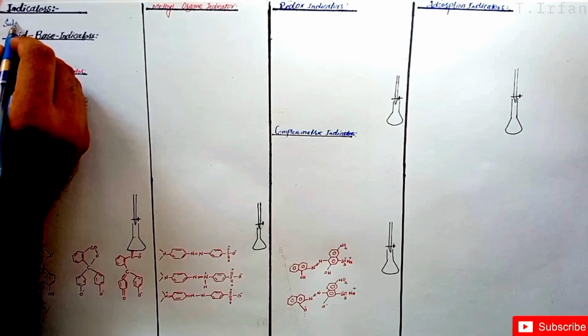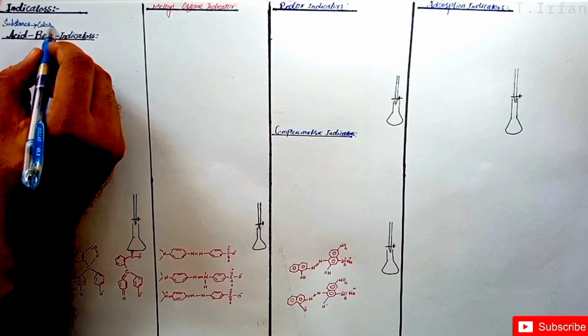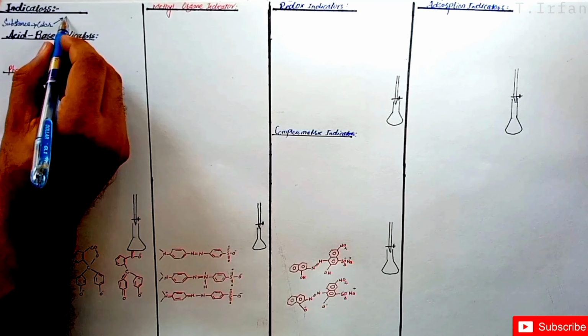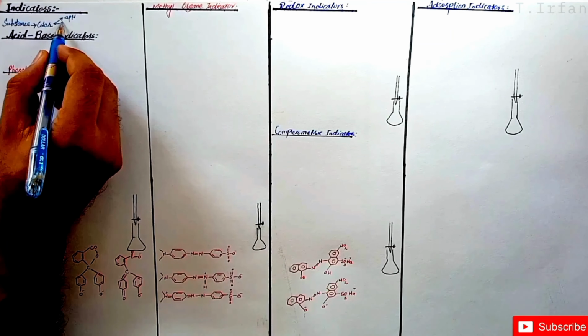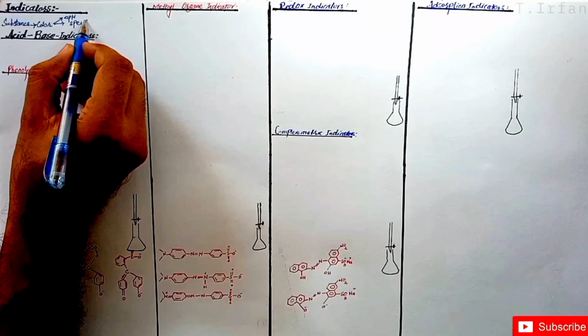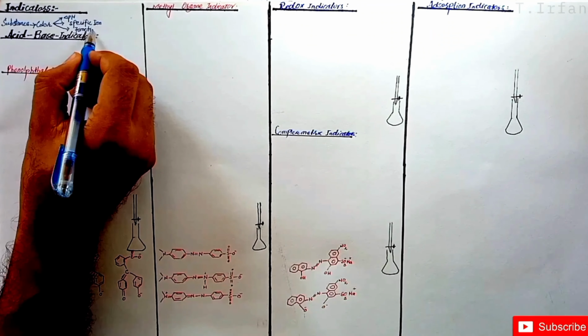We can say an indicator is a substance which changes its color when pH changes from acidic to basic or basic to acidic, and when specific functional groups or ions appear or disappear in aqueous solution. These changes in color help to find the endpoint of titration.